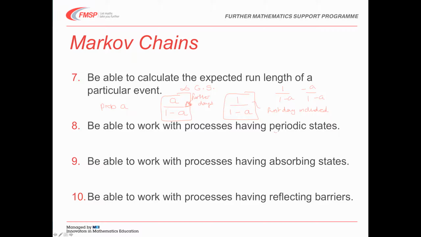Periodic states. We mentioned periodic states before, and this is the case where p to the k equals p for some value of k. It could be of period 2, or it could be of period 3, or other periods, but the most common one is of period 2. So that's when it's alternating between two different states. Be able to work with processes having absorbing states. Well, an absorbing state is where it's impossible to leave.